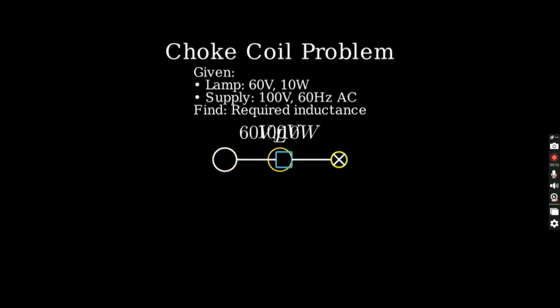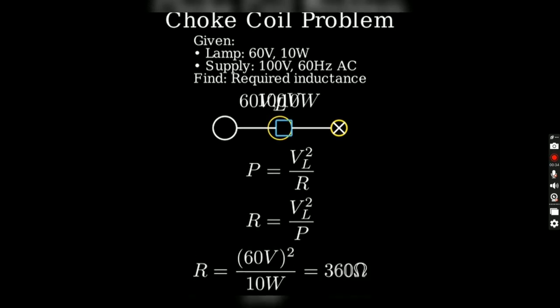We have our 100-volt AC supply, connected in series with a choke coil of unknown inductance L, and our 60-volt, 10-watt lamp. First, let's calculate the resistance of the lamp. We know that power equals voltage squared divided by resistance. Rearranging this, we can find that the resistance equals voltage squared divided by power. Plugging in our values of 60 volts and 10 watts, we get a resistance of 360 ohms.